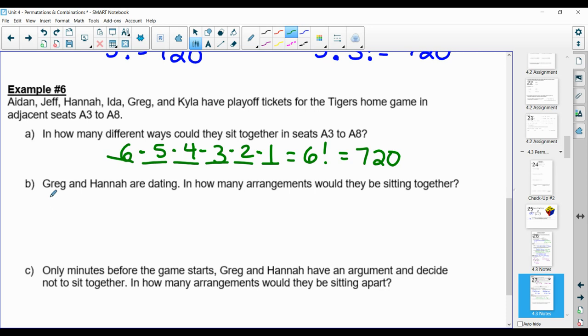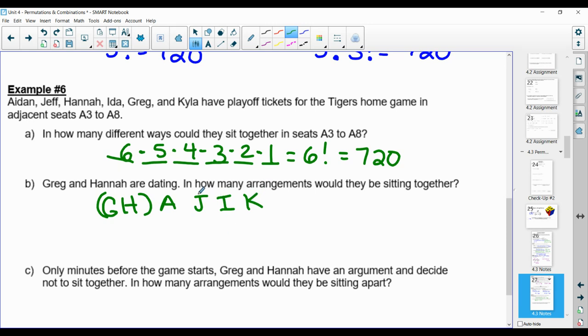Well, in this group of friends, Greg and Hannah happen to be dating. And so the question is, how many arrangements could we have if Greg and Hannah have to sit together? Just like before, Greg and Hannah are going to be their own group. And then we have all the rest. We have Aiden, Jeff, Ida, and Kyla. So how many ways can we arrange them so that they're sitting together?